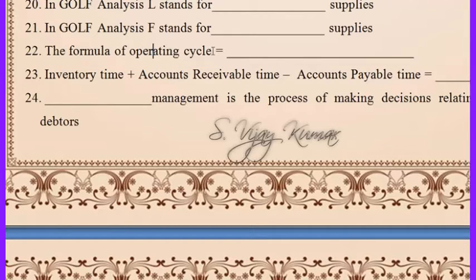22nd, the formula of operating cycle. Operating cycle is nothing but R plus W plus F plus D minus C. So R means raw materials, W means work in progress, F means finished goods, and D means debtors. This is the time taken actually, minus creditors means how much time we are giving to creditors. So it's the operating cycle. We will have a related question at the end. And the next question is also related to that.